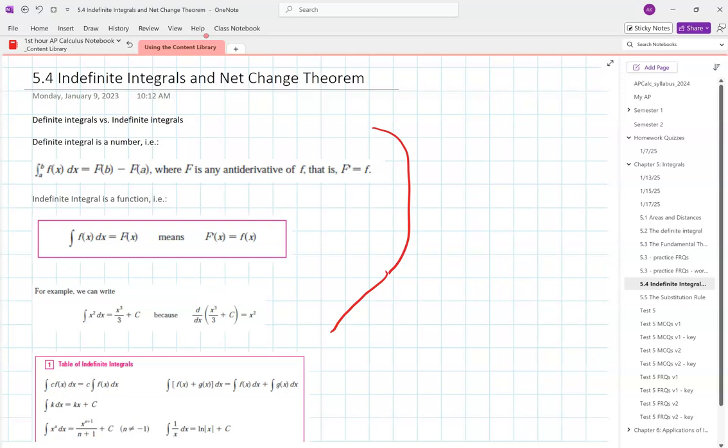We've talked about how to find antiderivatives previously, right? So again, this is just our definite integral from the fundamental theorem of calculus. So our antiderivative, or our indefinite integral, says the integral of f of x dx is the antiderivative of f of x. And that's the gist of it.